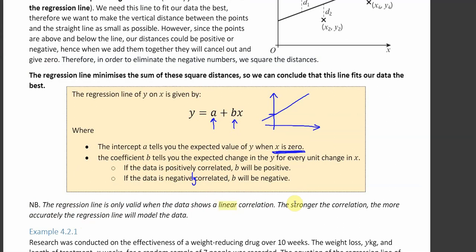It doesn't help us find different types of correlations. So where we've got data that follows a curve, then it's no good for that. It only helps us when we've got straight line relationships. The stronger the correlation, then the more accurately the regression line will model the data. There's that word again, model.